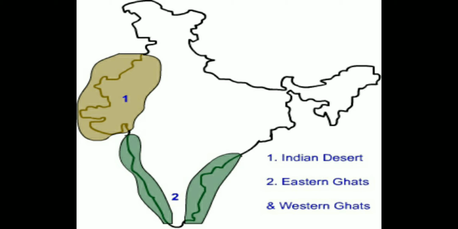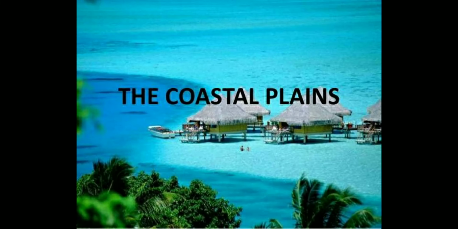Now the Indian desert, you must have seen this in the map. Then the second one is the Eastern Ghats. If you see the image, the Eastern Ghats are on your right hand side, and the Western Ghats on your left hand side. Okay, so up to this is clear? Very good. Now the coastal plains. Coastal plains means the plain land near the sea or ocean. Clear?